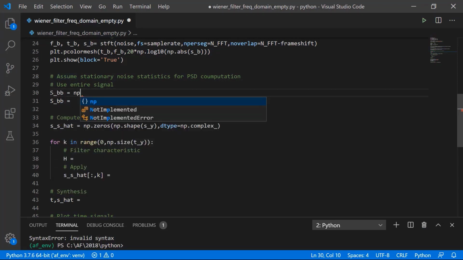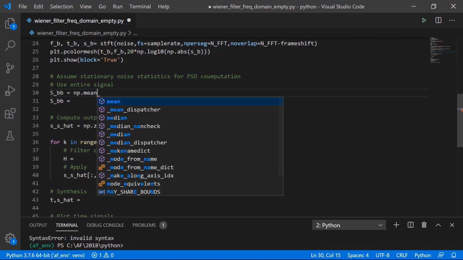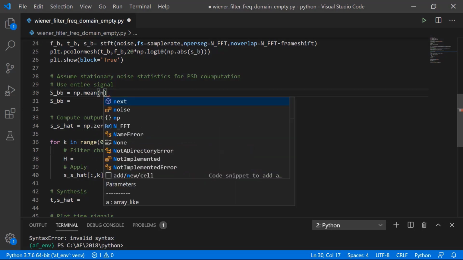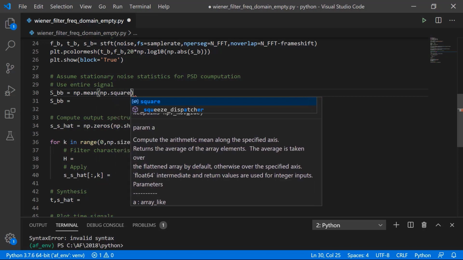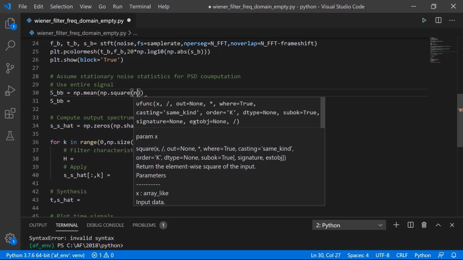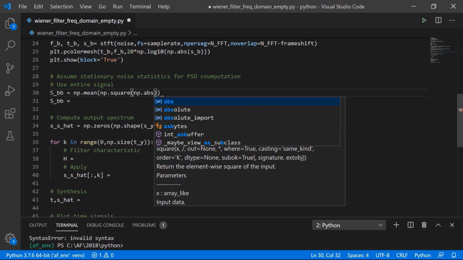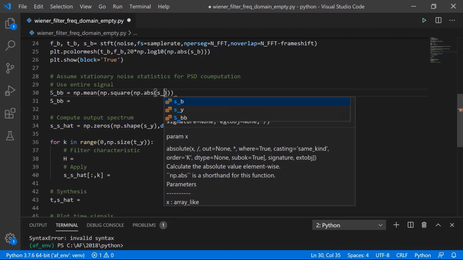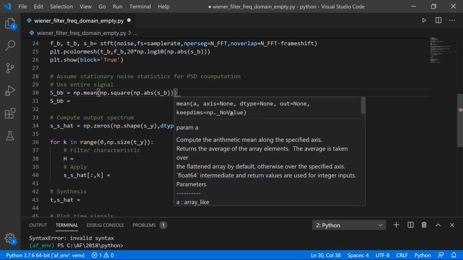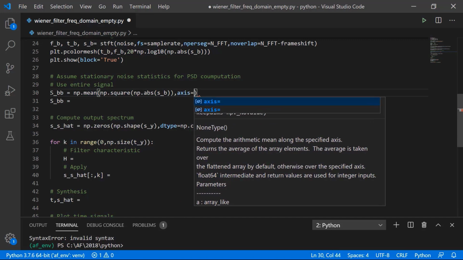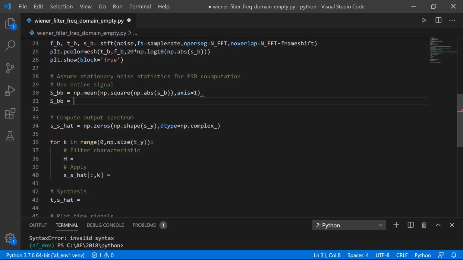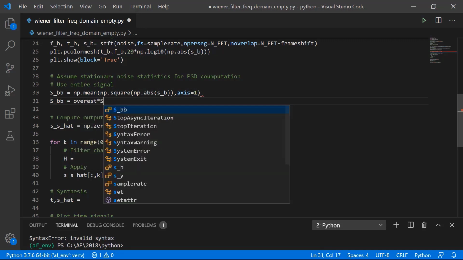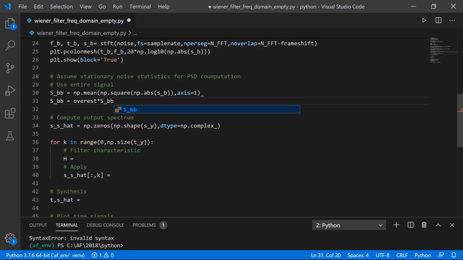A method to estimate a PSD of a stationary signal is to average short-term power spectra over time. The power spectrum we get by first taking the absolute values and then the element-wise squares of the STFT matrix. This matrix we can average using the NumPy mean function. To make sure that we are averaging over time and not frequency, we specify the axis to be 1. Although you can do this at a later point, we already apply the overestimation factor here so we don't forget it. Moving into the for loop.